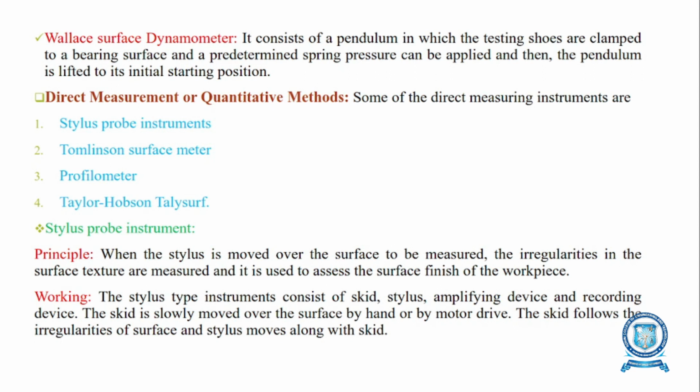So here some of the direct measuring instruments are mentioned. The first one is the stylus probe instrument, the second one is Tomlinson's surface meter, the third one is the profilometer, and the fourth one is the Taylor-Hobson Talysurf. So these are the four direct measuring instruments mentioned here. First we are going to discuss the stylus probe based instruments.